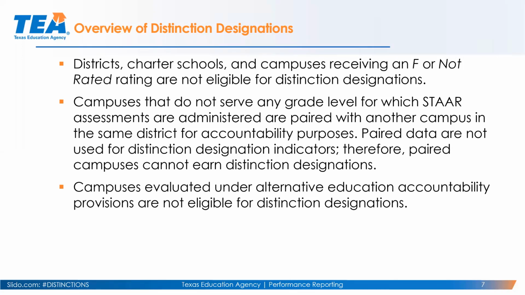Now, this only affects campuses that are paired. So this would be like a kinder through grade 2 campus for which there was no STAAR assessment given. Those campuses are paired with a feeder campus, and they cannot earn a distinction designation. Campuses evaluated under alternative education accountability provisions are not eligible for distinction designations either.